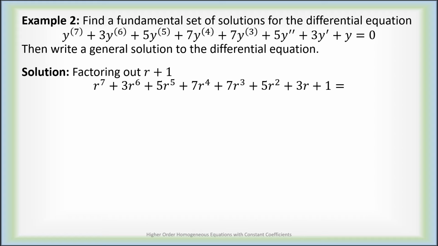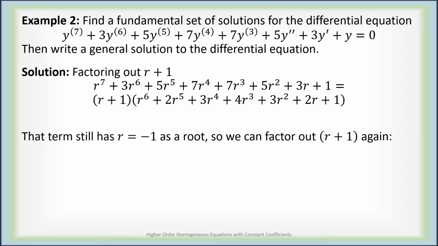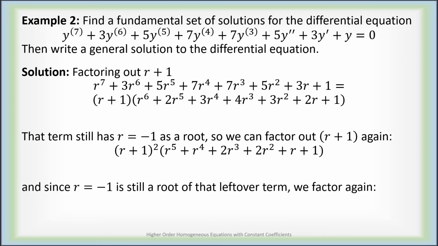If you go ahead and factor that out using long division, you'll get this, leaving behind a 6th degree polynomial. By inspection, you can plug -1 into that 6th degree polynomial and see that it's a root again, meaning r plus 1 can be factored out again. Do the long division, and you'll get this. So now I have 2 factors of r plus 1 and a 5th degree polynomial. It's still a root of that leftover 5th degree polynomial, so factor r plus 1 out again. Now we have r plus 1 cubed times r to the 4th plus 2r squared plus 1.